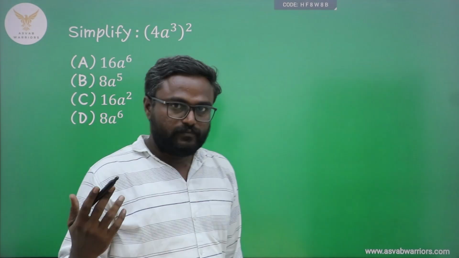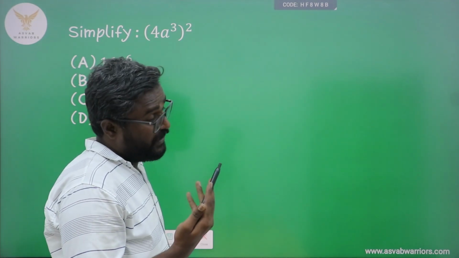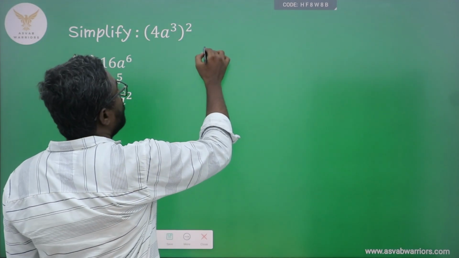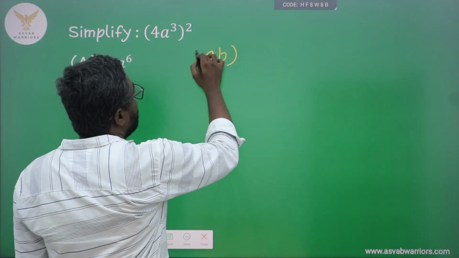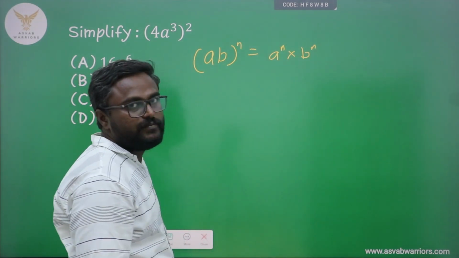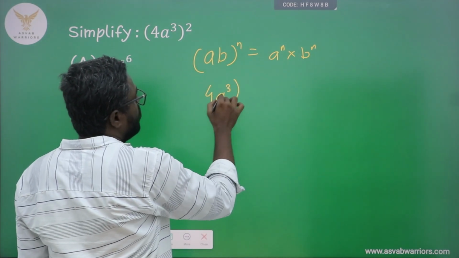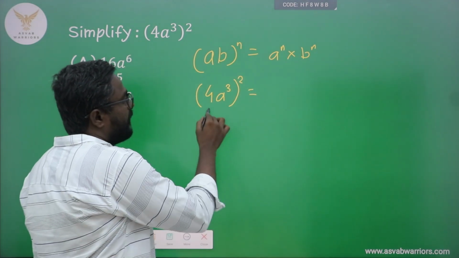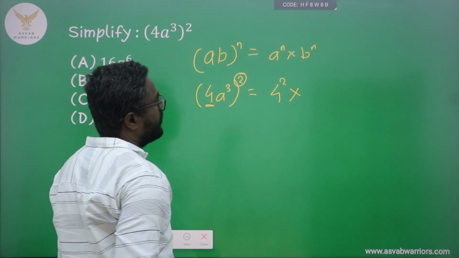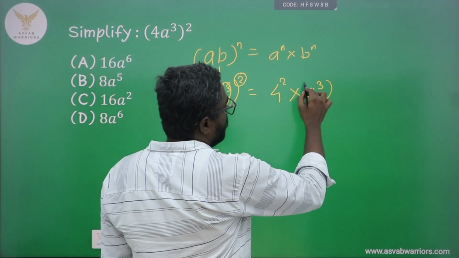Okay, next. So the question says (4a cube) to the power 2. Interesting question. So what will I do now? I'll write down the identity for you. (ab) to the power n is nothing but a to the power n times b to the power n. Okay, just write this down. For (4a cube) to the power 2, what will I get? In place of a we have 4. So 4 to the power 2 times, this is our b, a cube whole square.